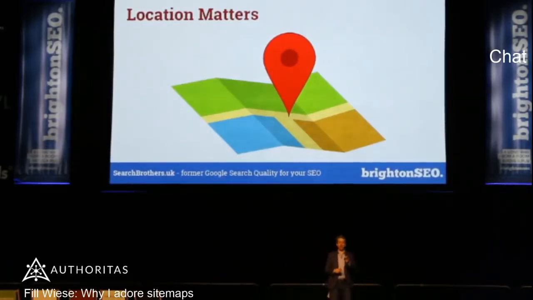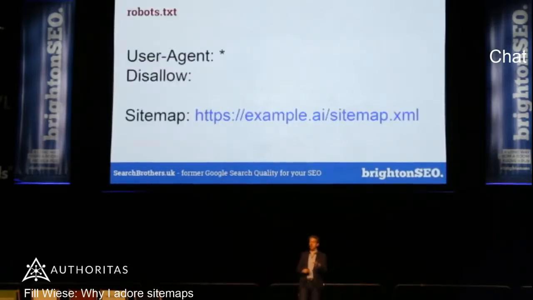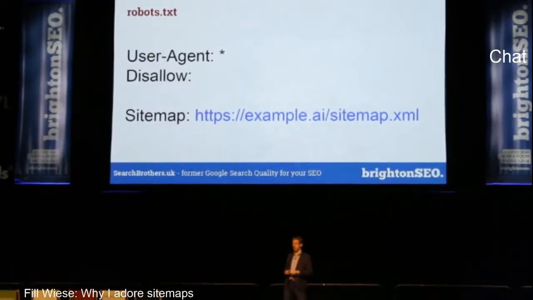Location matters as well. Where you put your sitemap matters. If you put your sitemap in a subfolder, then all the URLs in that sitemap should be for that subfolder. The same goes when it comes to different host names. And we can get around that by referencing our sitemap in the robots.txt, and we can get around these restrictions. This is according to the official documentation of sitemaps.org.